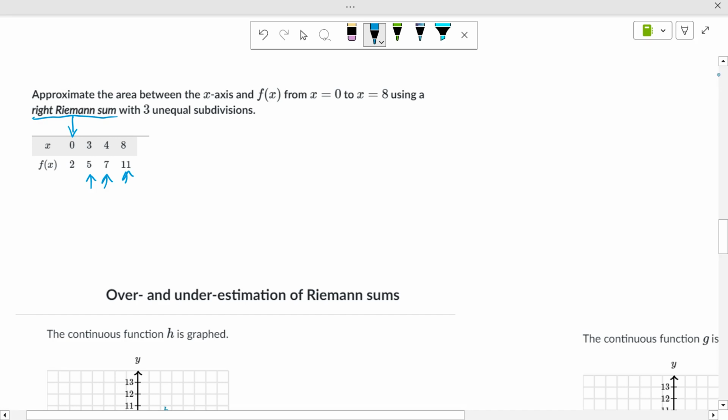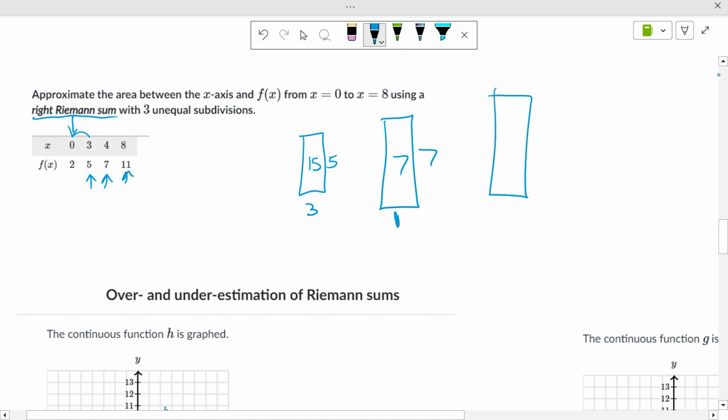So we use this one, and this one. And then we use this distance. This is a width. So our first rectangle has a width of 3 and a height of 5, so it's 15. Our second rectangle has a width of 1, from 3 to 4 is 1, and a height of 7, so it's 7. Our third rectangle has a width of 4 and a height of 11, so it's 44. And then we just add these up. 15 plus 7 is 22, plus 44 is 66.